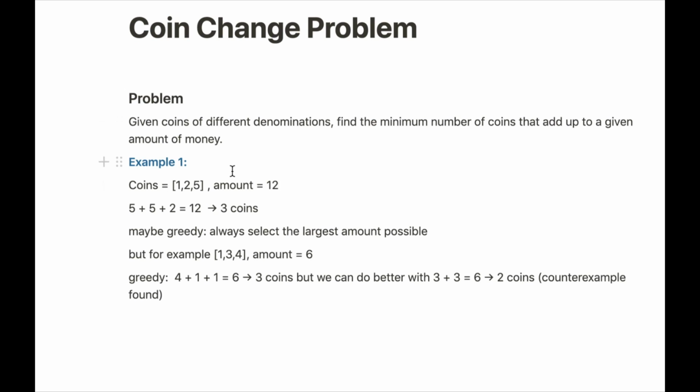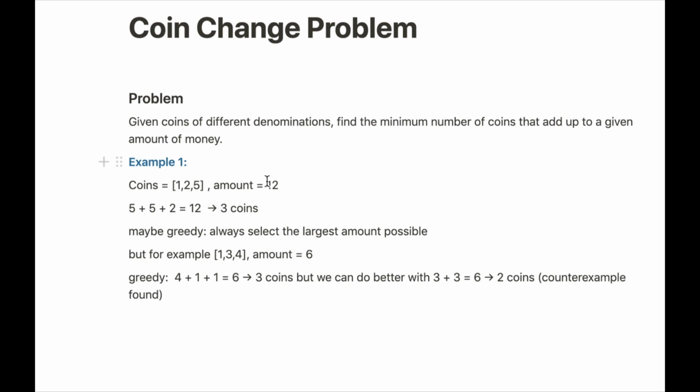We get a list of coins of different denominations, and we get an amount. The goal here is to find out, using these coins, what is the minimum number of coins that we can use to get that amount. The first thing you may think is, okay, I can just do a greedy approach because it works with this example. Just take the largest coin first and keep taking it as long as, when you subtract it, it doesn't give you less than 0.